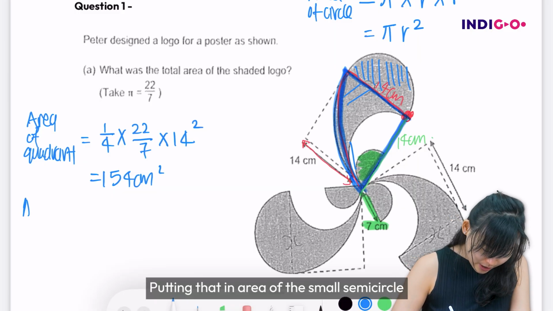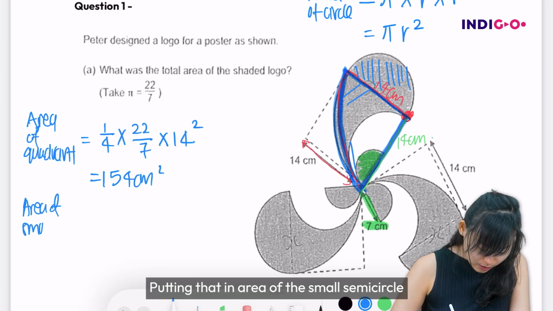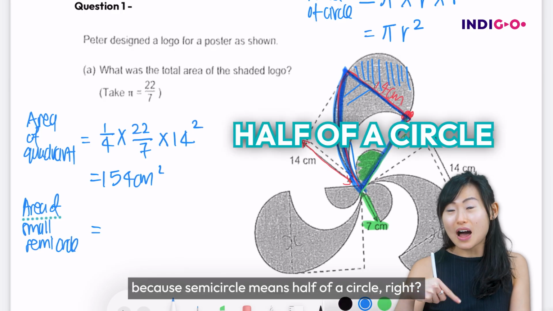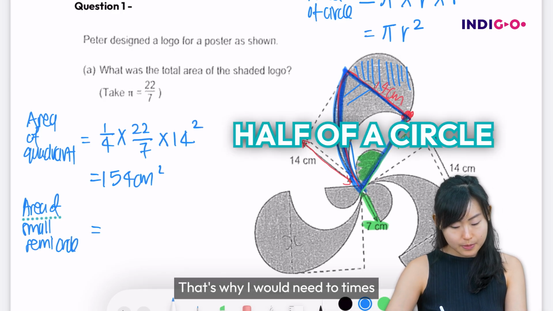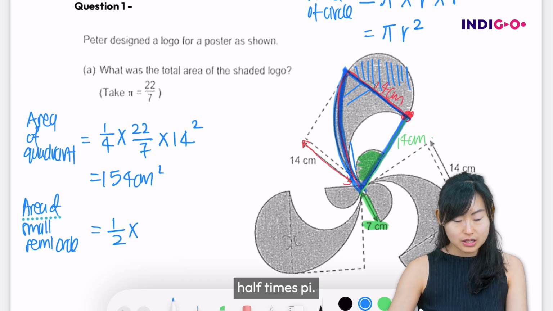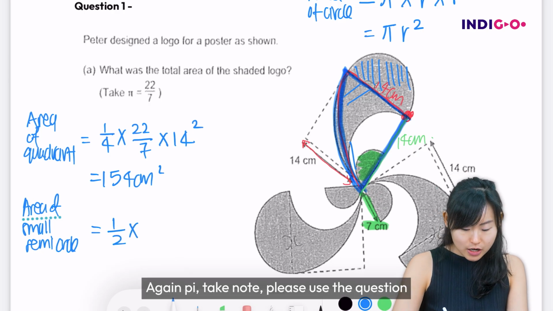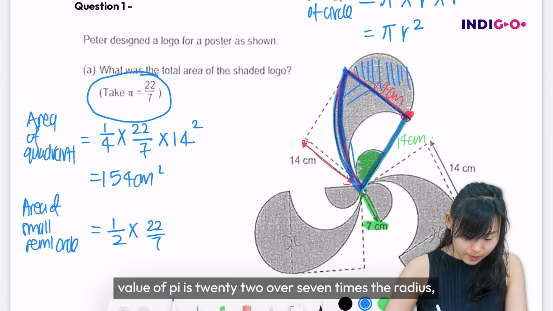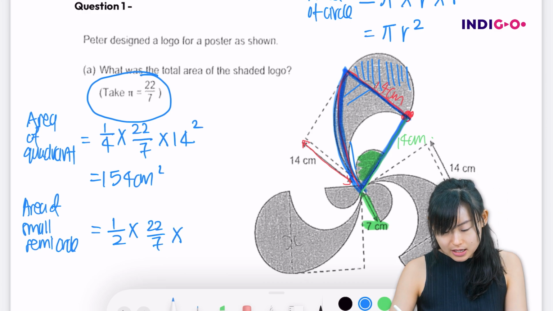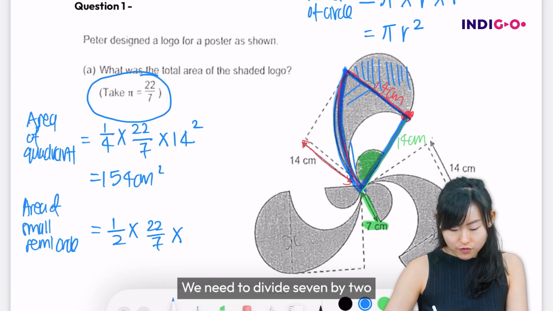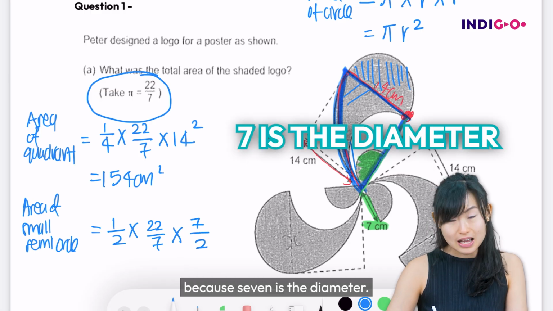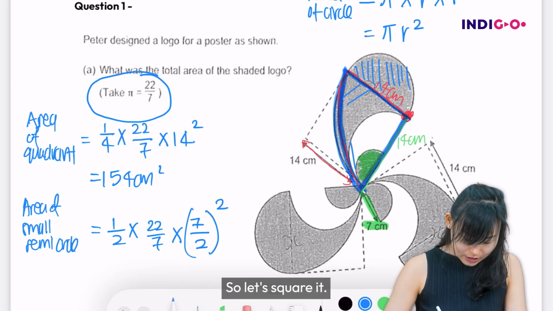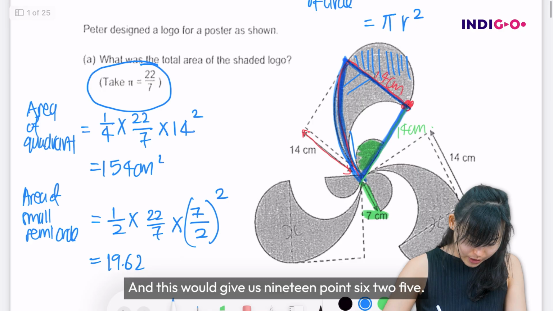Putting that in, the area of the small semicircle would just be, because semicircle means half of a circle, right? That's why I would need to times half times pi. Again, pi, take note, please use the question value of pi, 22/7, times the radius. Not 7. We need to divide 7 by 2 because 7 is the diameter. The whole thing, you would square it. So let's square it, and this would give us 19.625.